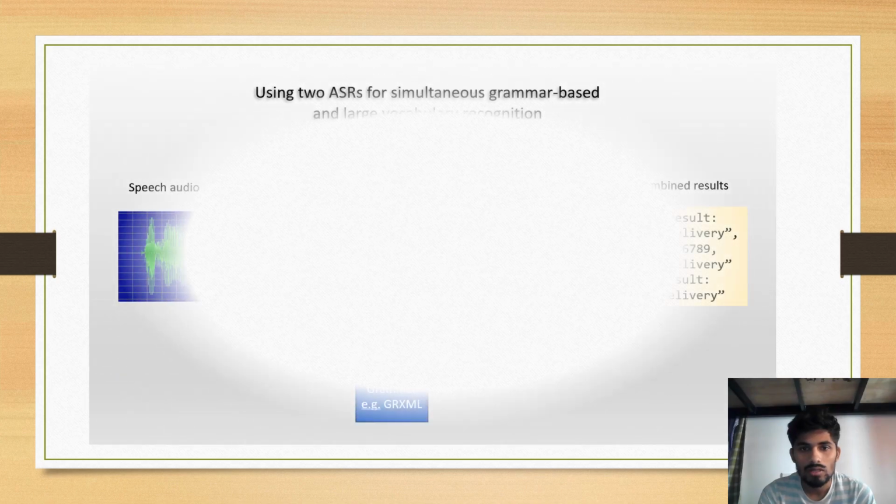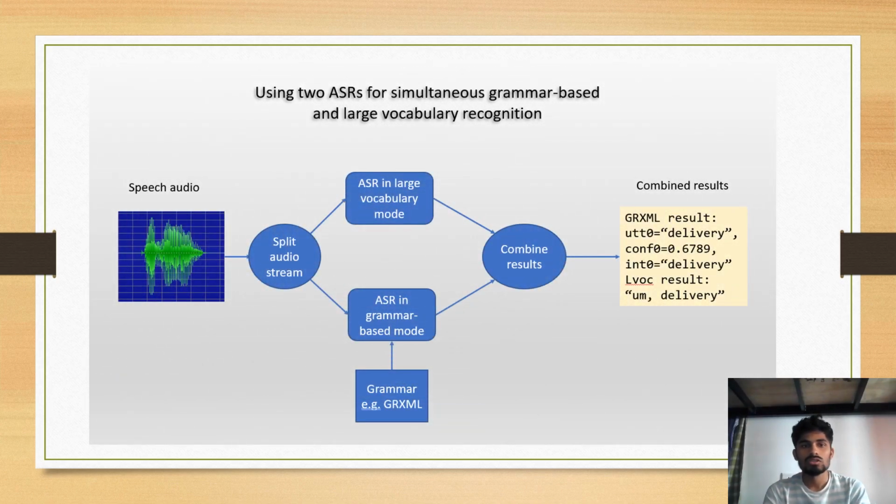Then we will move toward this picture. The system in the diagram combines the results of two ASR engines to improve the accuracy of speech recognition. Here's the breakdown of the process depicted in this image. Speech audio input: this process starts with speech audio input which is fed into the system, splitting the audio track. The audio stream is split into two separate streams. Large vocabulary ASR: one stream is sent to an ASR engine that operates in large vocabulary mode.